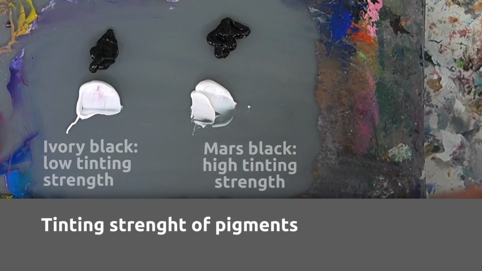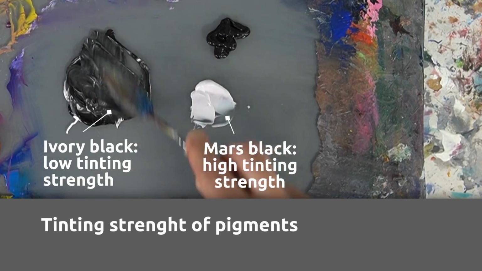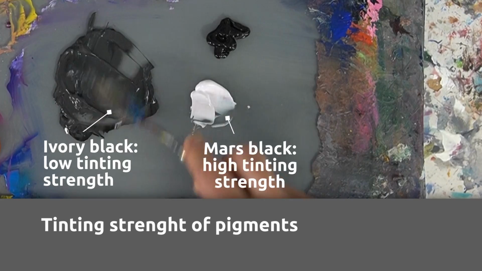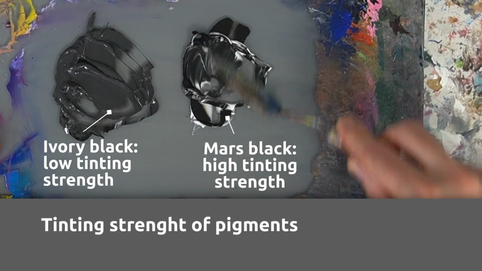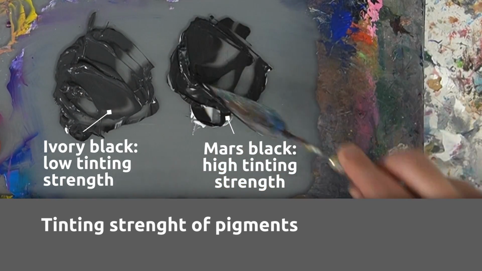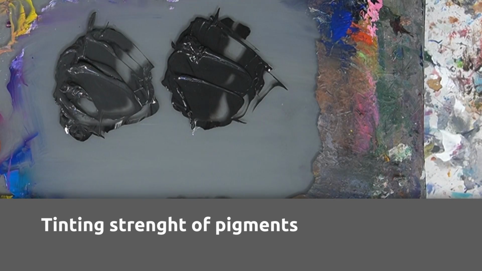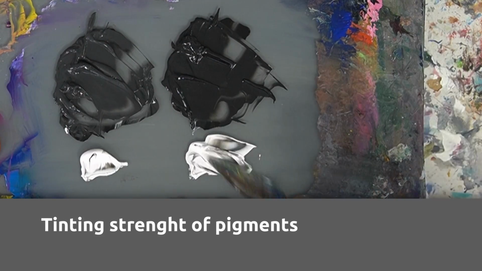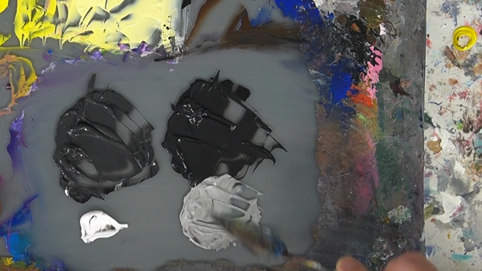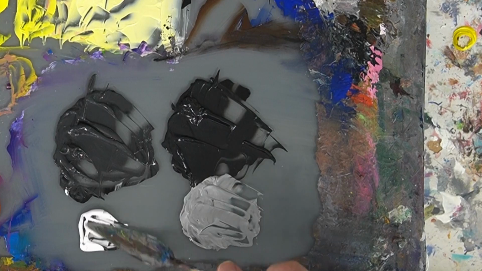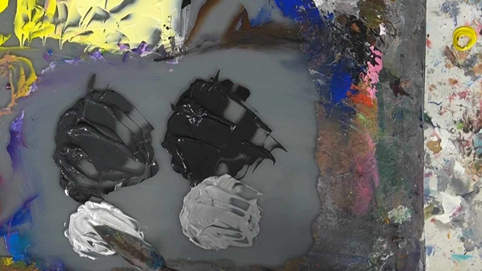Then last but not least, the tinting strength is also important. Some blacks have a very high tinting strength, and that means that the pigment is very strong. So if you mix a tiny amount of that black paint with white, then it has a great effect on that white. But there are also blacks, like ivory black for instance, that have a low tinting strength, and if you add the same amount of ivory black with the same amount of white, you see that it hardly has an effect on the white. So that makes a difference as well.